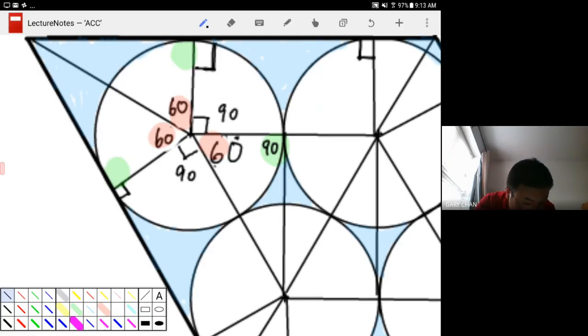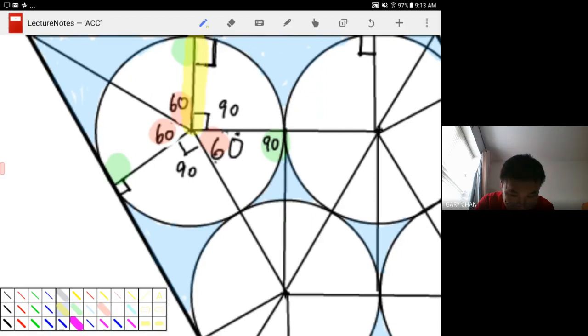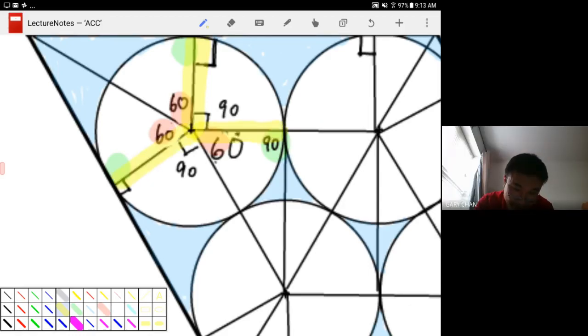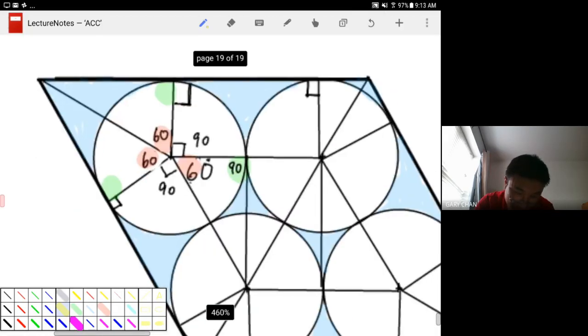And one last thing that is in yellow, okay? This segment that I am highlighting in yellow right now, what's that length? R. This is R, and that's R. So all of these triangles must be congruent because of angle, side, angle. All those triangles must be congruent because of angle, side, angle.